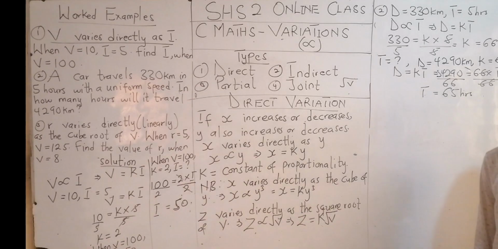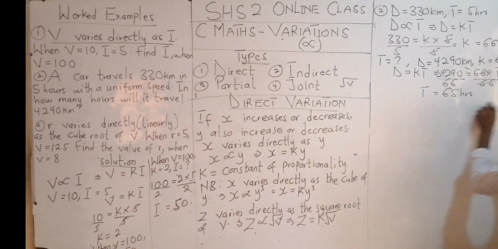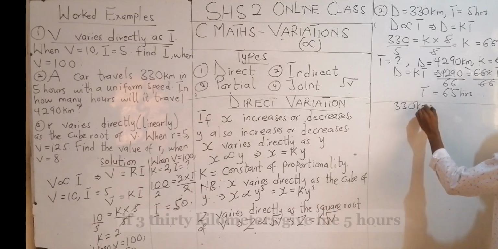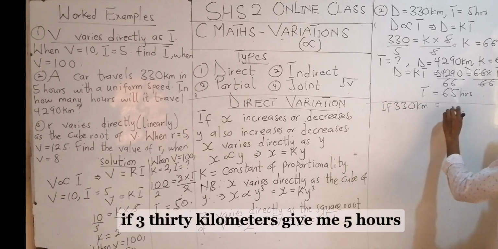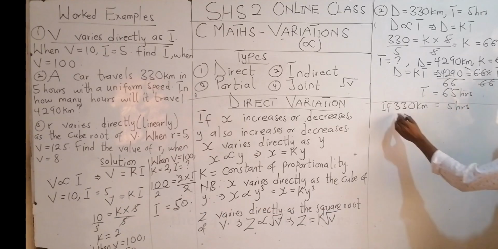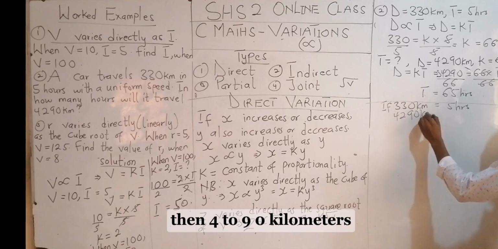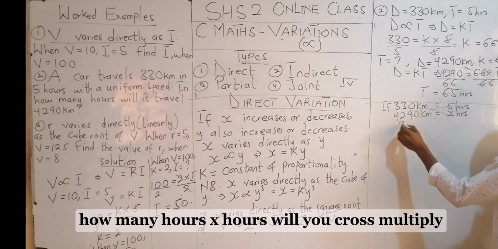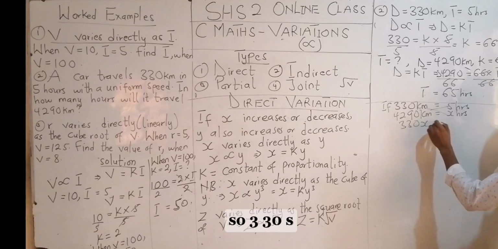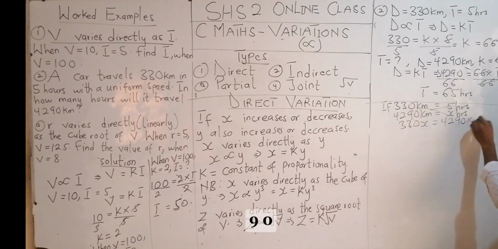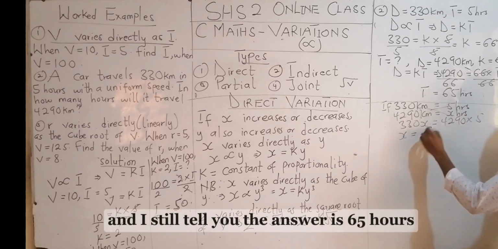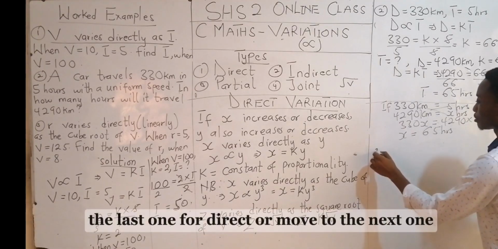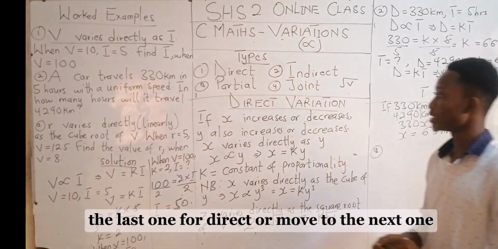You can also do this in a different way. Very easy. So the distance 330 kilometers, if 330 kilometers will give me 5 hours, then 4290 kilometers will give how many hours? So you cross multiply: 4290 times 5 divided by 330. And I still tell you the answer is 65 hours. That is the last one for direct. I'll move to the next one, indirect.